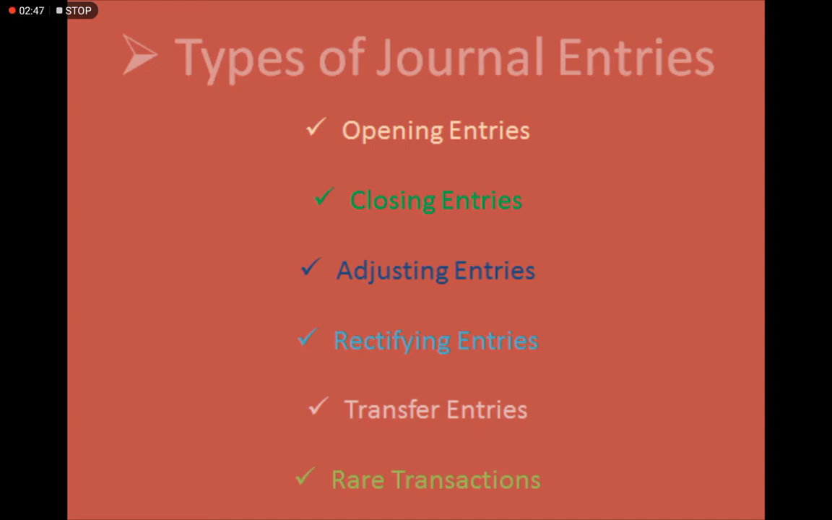Then there are rare transactions. For example, depreciation expense, which you charge at the year end. You will debit the depreciation expense account and you will credit the accumulated depreciation account. So these are the six types of journal entries.